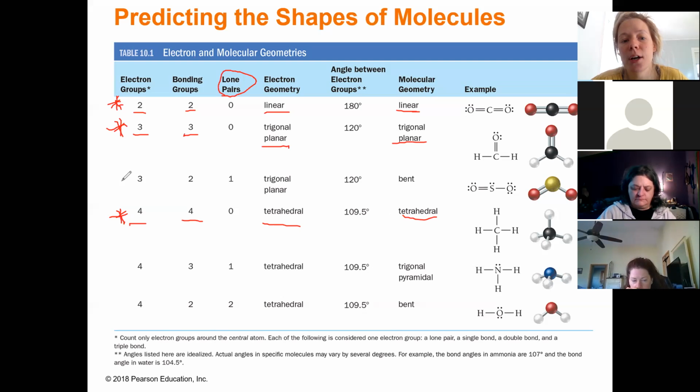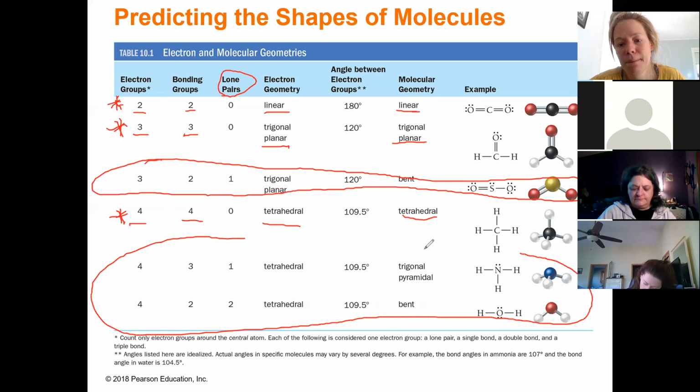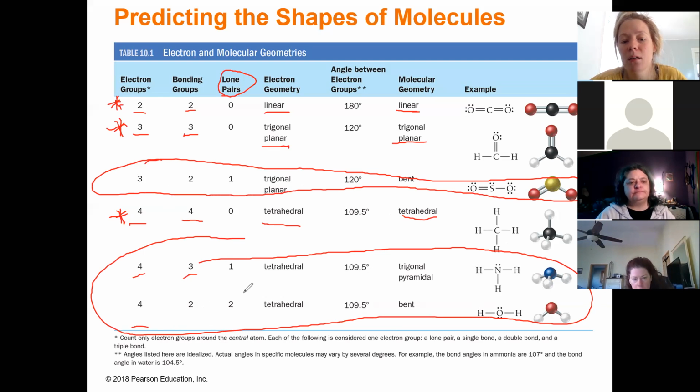It gets trickier in these here. These are the ones that tend to give people some trouble. Right here, where you have a difference in your electron groups and the bonding pairs, or the lone pairs. So you have some sort of lone pair. There, your electron geometry will change from your molecular geometry.